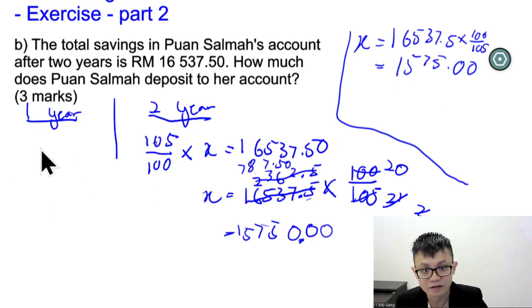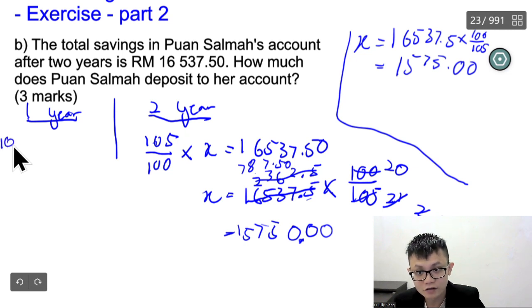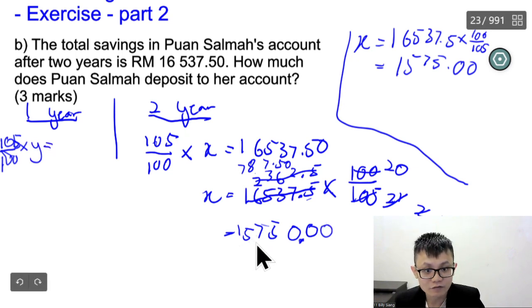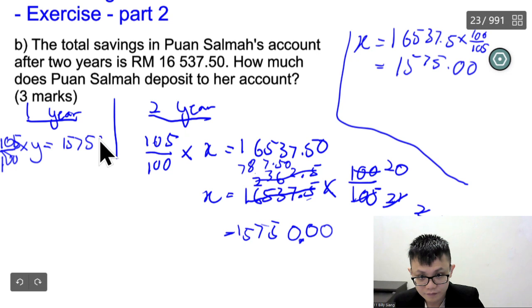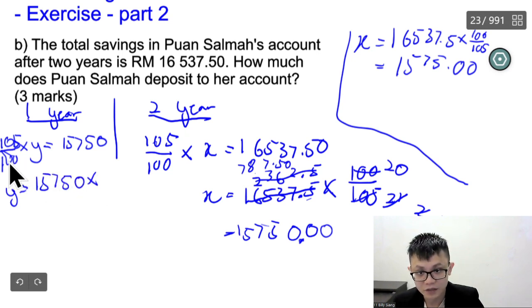Now we calculate back to the first year. Again, we use the same method: 105 over 100 times the amount, for example Y, gives you 15750. So Y equals 15750 times 100 over 105, because when you move it to that side it becomes times. Then you will get the answer. The answer will be 15,000.